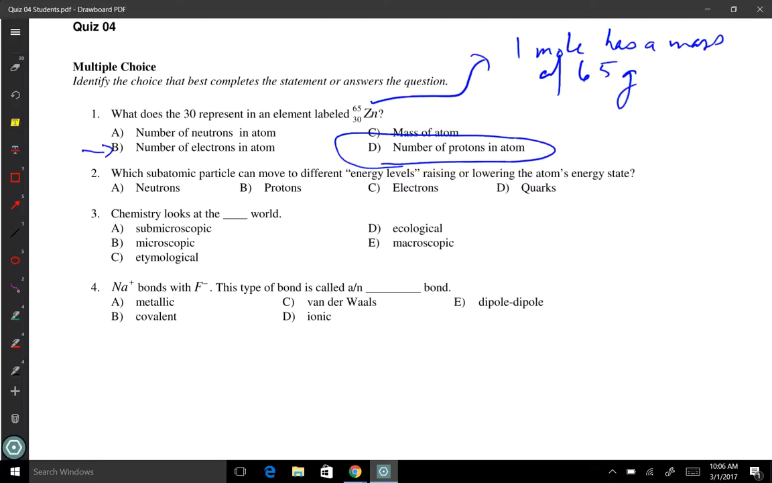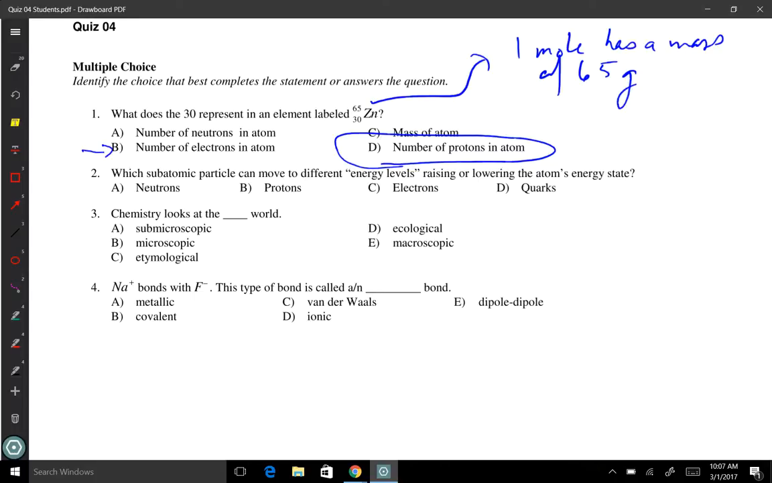So when you're given the mass, with those two numbers, are you able to figure out how many, like, do those correlate at all? Like, if you go 65 minus 30. Yes, that's exactly right. If you want the number of neutrons, you take the difference. Because the mass is protons plus neutrons. The atomic number is just protons. The difference is the neutron number.